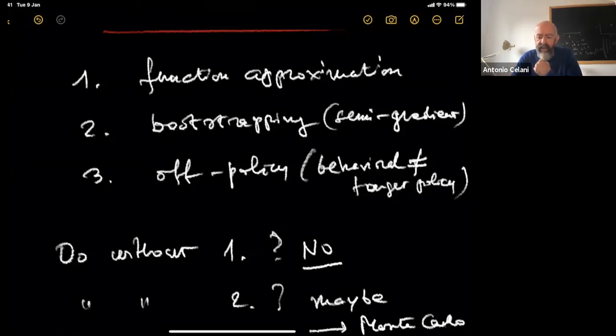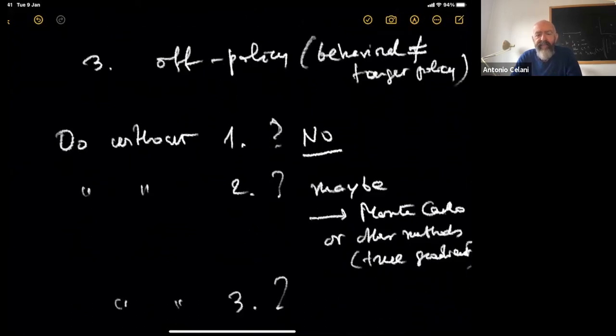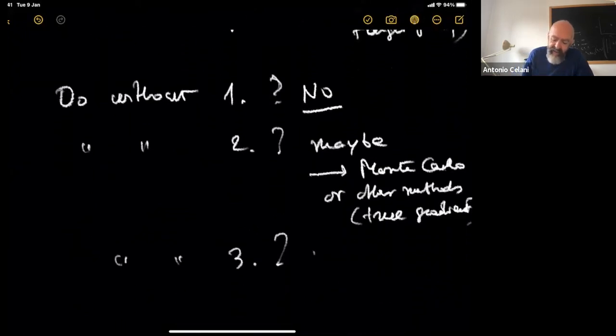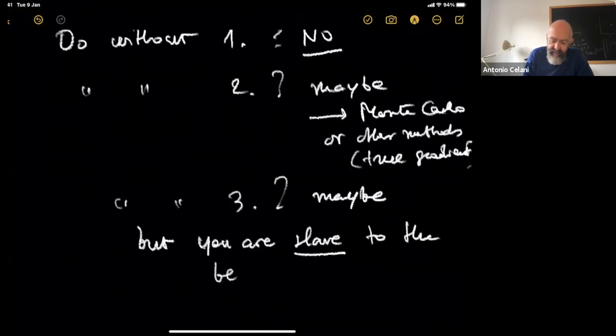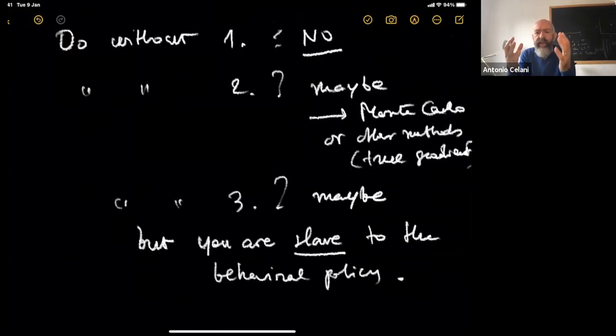Well, the point is subtle, and you can think of it in the sense that, yeah, maybe you can, but you are a slave to the behavioral policy. What does it mean, you're a slave to the behavioral policy? Suppose you have to train a robot, a very expensive robot, and to train it, every episode takes 1 hour. Because this robot has to learn how to walk around, to climb a hill, etc.